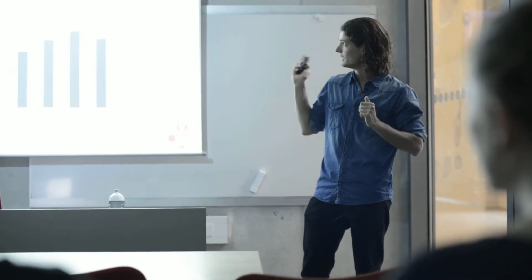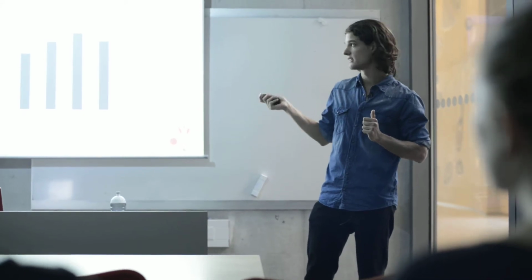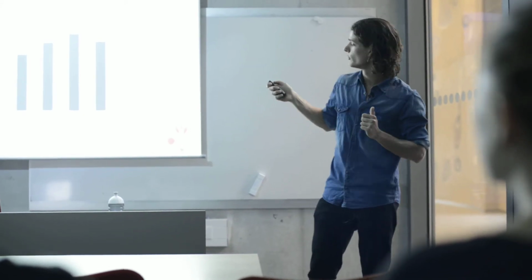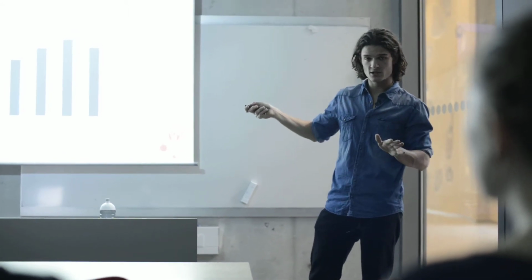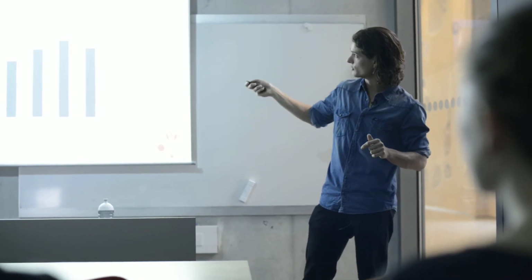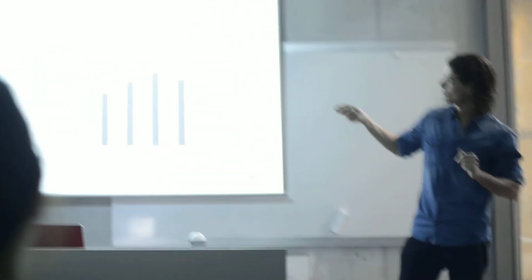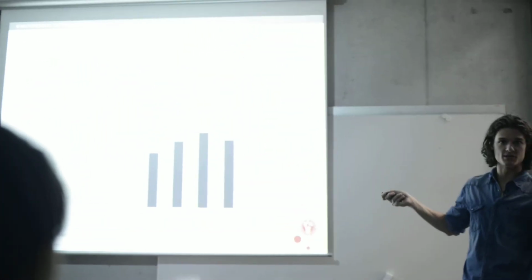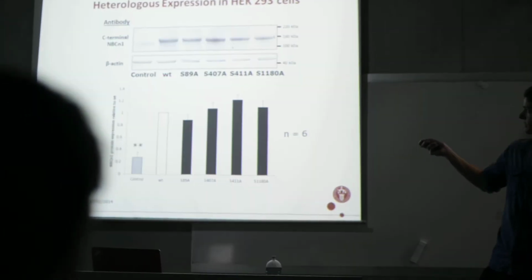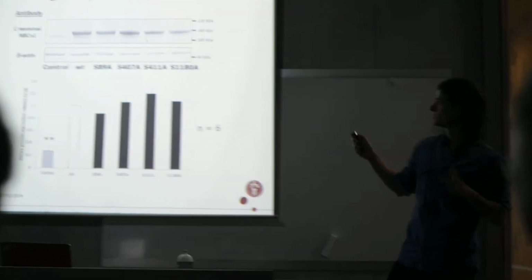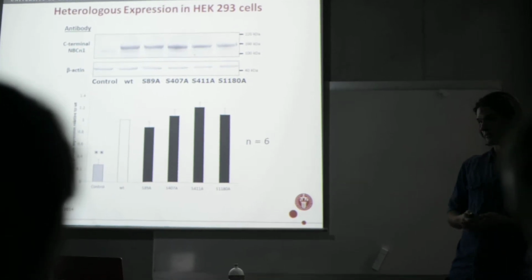So was this successful? Here we have the heterologous expression of NBC1 in the HEK cells. On the top we have a representative Western blot, where first we have control, which are cells that have not been transfected with any extra NBC1, wild type, and then the 4 mutant variants of NBC1. A band is seen in the control, since there's an endogenous expression of NBC1 in these HEK cells, and we see an extra band visible in the rest of the transfected variants, which is the extra NBC1, which is a little bit heavier because it's the longest variant of NBC1.